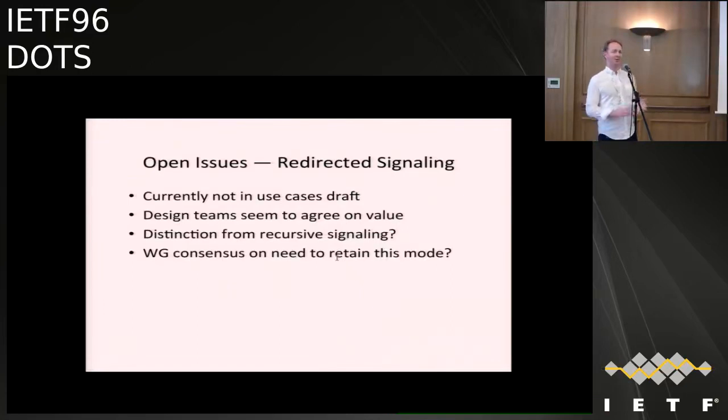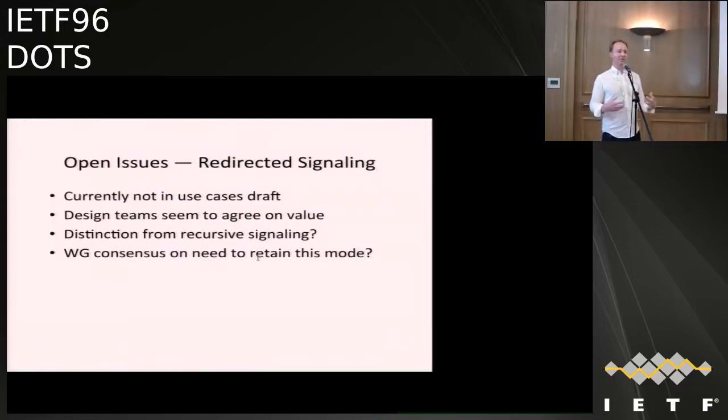There are some concerns obviously about security. Under attack conditions, if you get a redirect, trying to redirect to a fully qualified domain name adds a dependency on DNS, which is maybe not going to work. So we do need some further discussion related to the need for redirected signaling. One of the points brought up was whether this is actually distinct from the recursive signaling mode that we've defined, which is where you've deployed DOTS gateways in your DOTS deployment, and whether that is enough to cover the same kind of things that redirected signaling can do.